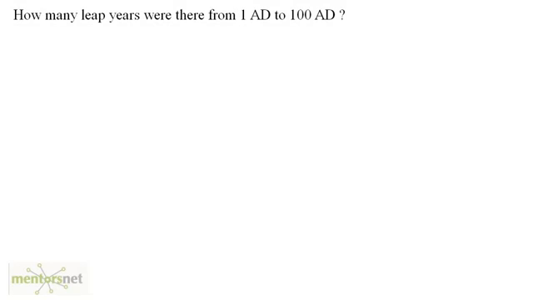Okay. Now, how many leap years were there from 1 AD to 100 AD? Well, first of all, let us calculate, is 100 AD a leap year? Well, it is a century year, so it should be divisible by 400. Is it divisible by 400? No, it is not divisible by 400. Hence, it is not a leap year.